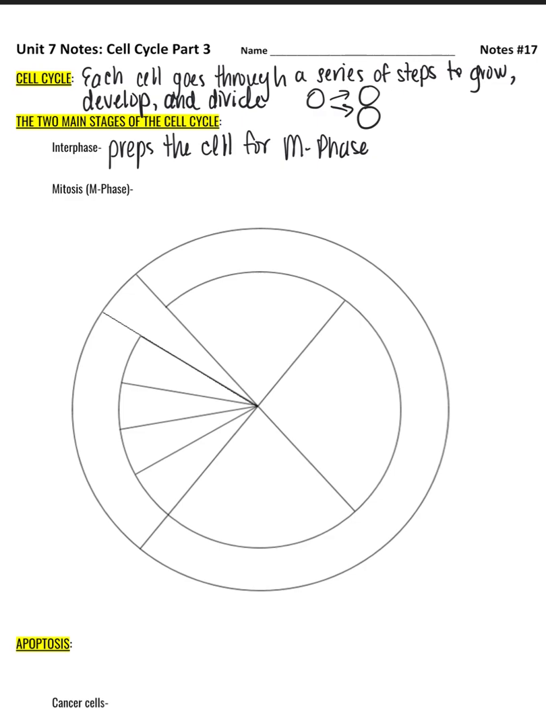The next stage is called the mitosis or mitotic phase. This is when the cell actually divides. So the cell divides into two new cells. So this is where we actually see the cell dividing into those two distinct cells.